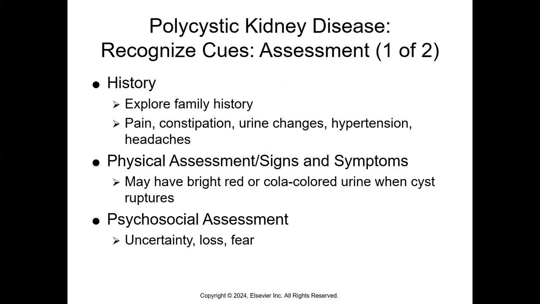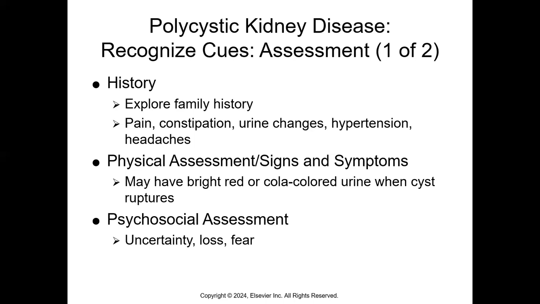So, assessment of polycystic kidney disease. It's important to examine family history and find out if there's any history of kidney disease. Pain is often one of the first symptoms. The kidney will start to swell, and this will cause abdominal distension. Often the patient will complain of a sharp, intermittent pain within the flank with the cyst rupturing.